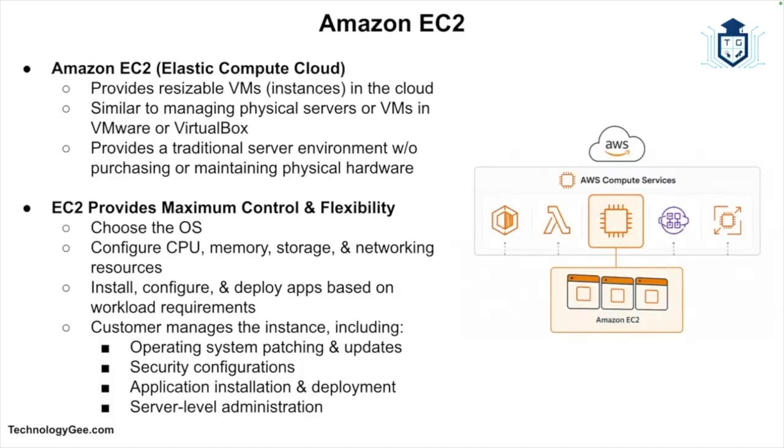All right, so let's start with the most traditional option, and that is Amazon EC2. EC2 stands for Elastic Compute Cloud, and it essentially gives you virtual machines in the cloud. So if you ever worked with physical servers or even virtual machines like VMware or VirtualBox, EC2 will feel very familiar. With EC2, you choose the operating system, you configure the CPU, the memory, storage, and networking, and you're responsible for managing everything inside the instance. This includes patching, updates, security configurations, and application deployment. So in other words, EC2 gives you maximum control.